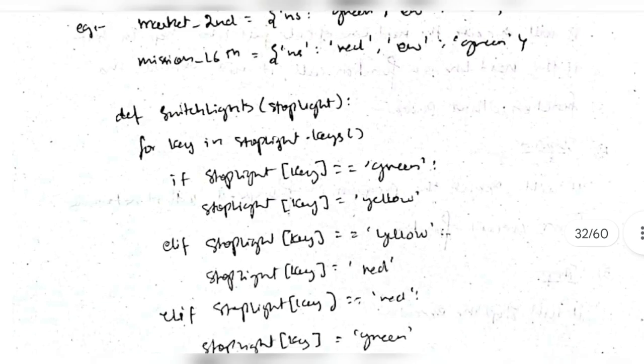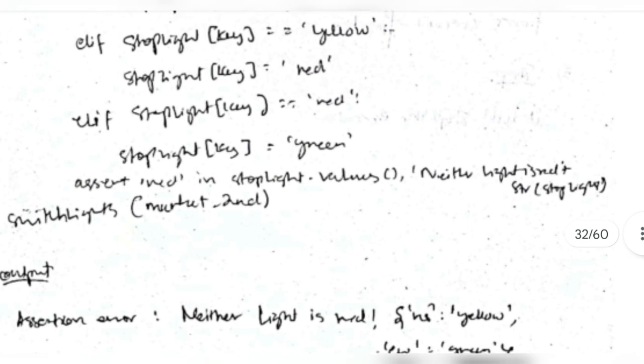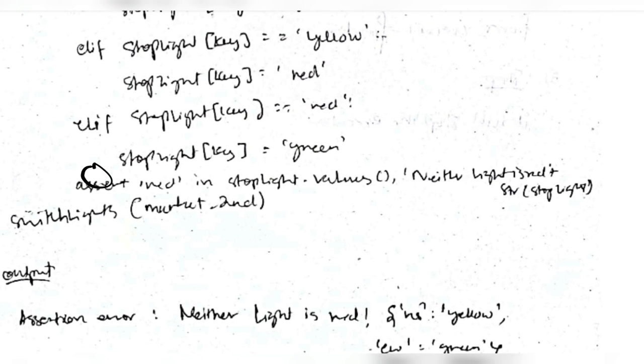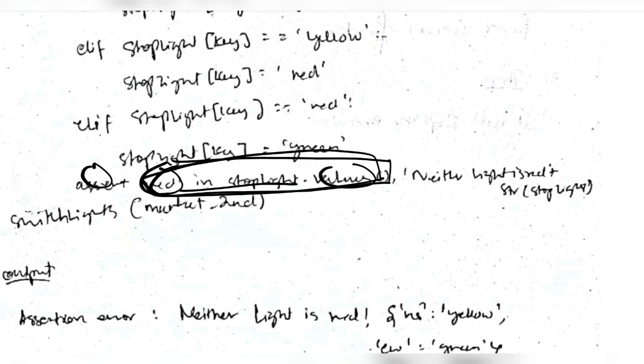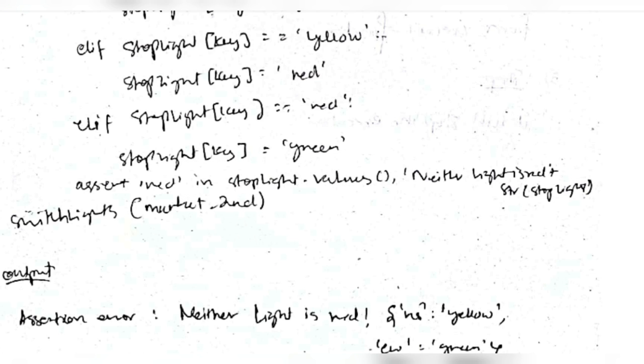For example, if I come here and write assert 'red' in stoplight.values, red should be there in some list. Just assume that red should be there in some list. If it is not true, then I have added a comma here and it should display 'neither light is red'. So that is the syntax of an assertion.